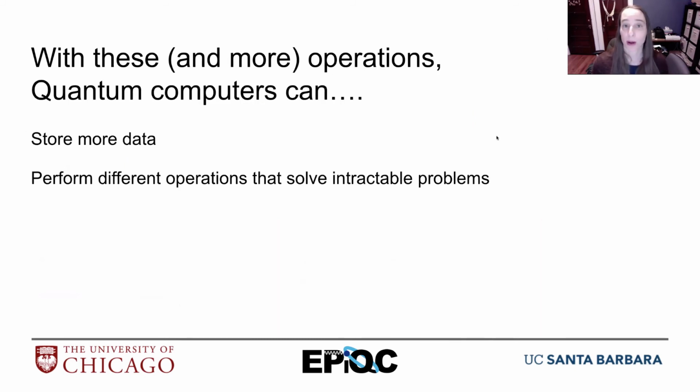So what else can quantum computers do? Well, quantum computers can store so much more data than classical computers. That's one of the huge advantages. Another advantage is these different operations and what you can solve with these different operations.